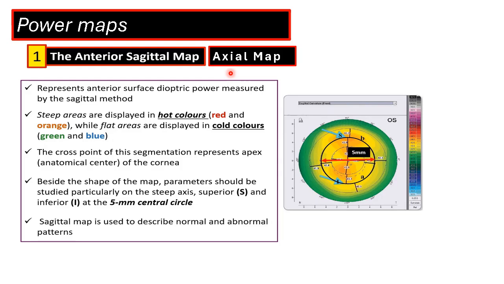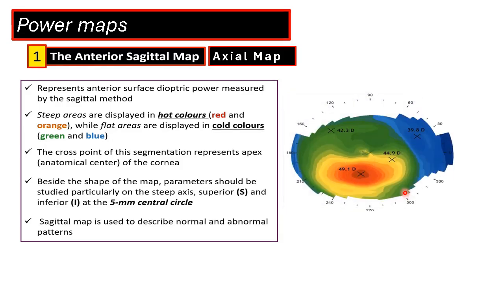This map is denoted by a color scale, where hot colors represent steep meridians and cold colors represent flat meridians, and the crosshair in the center represents the anatomical center of the cornea. We always extract the data from the central 5 millimeter zone, avoiding extracting data from the periphery. The reason for this I will explain in the next slide, especially when determining the location or the apex of the cone.